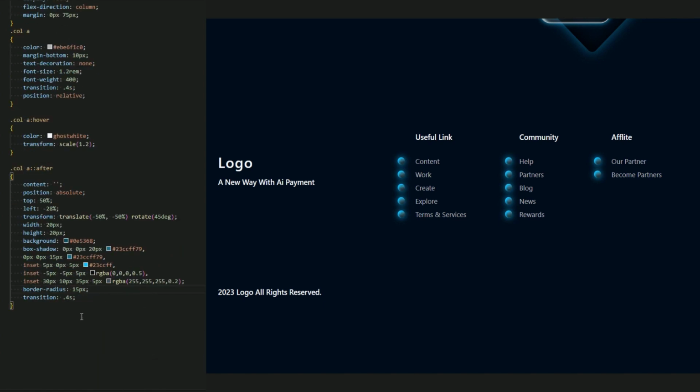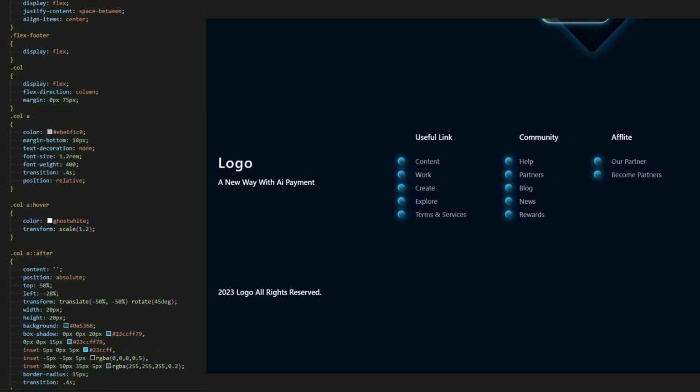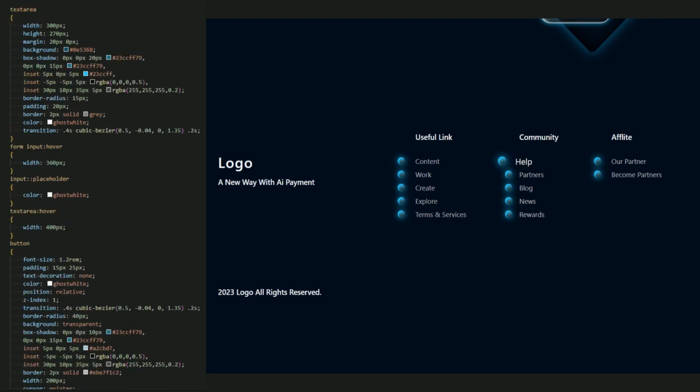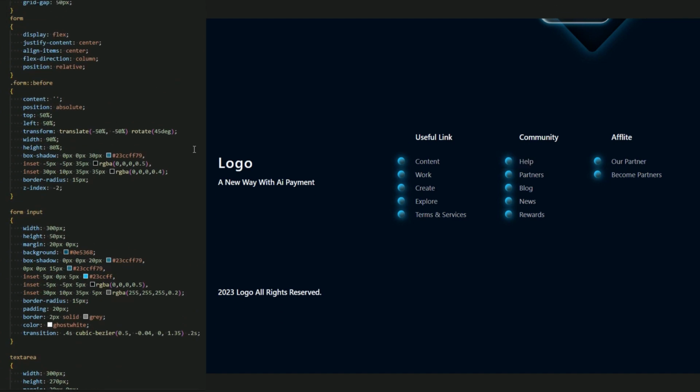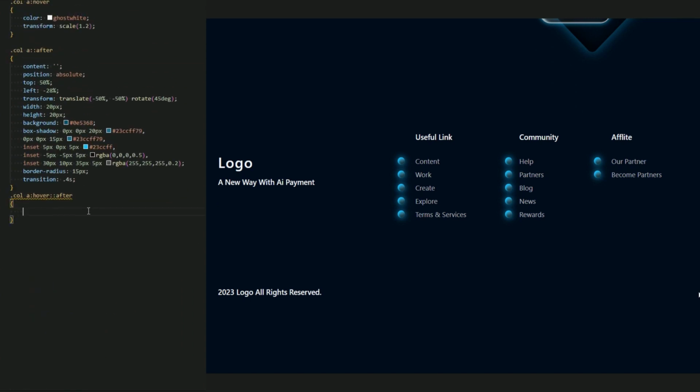And now let me create a hover for this after. So in the hover, let me add this box shadow of black color. Let me find it, with the background transparent, and let me copy and paste it. Background be transparent, and the box shadow be this.